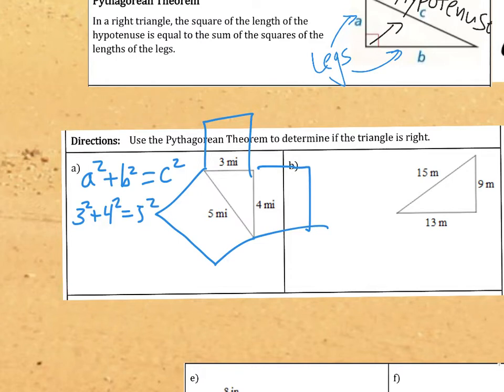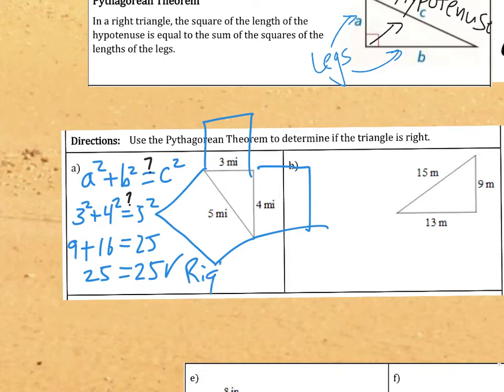Is that true? Well, we don't know yet. We're just checking it out. So sometimes we'll put a question mark there. Let's see. Is 9 plus 16 equal to 25? 4 squared is 16, 5 squared is 25. Is that true? That sure is. 9 plus 16 is 25, and so 25 equals 25. So yes, this is a right triangle.